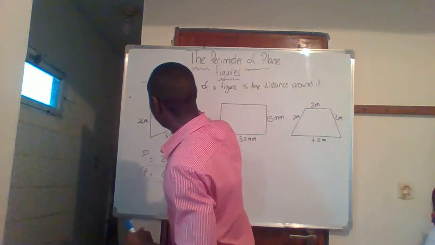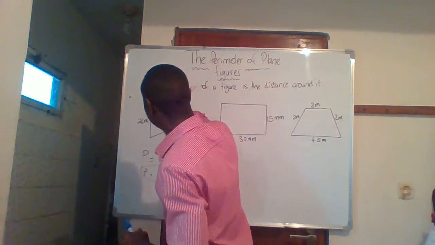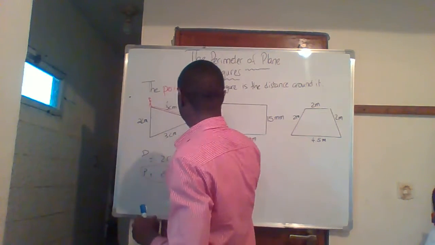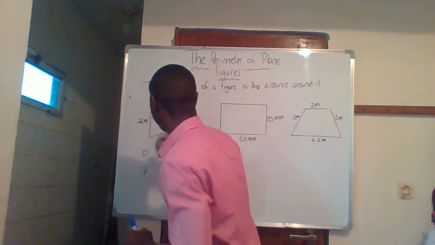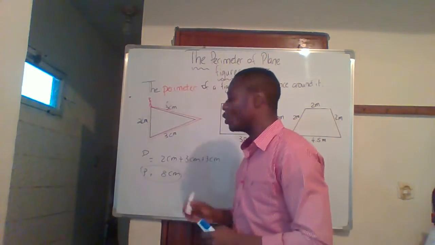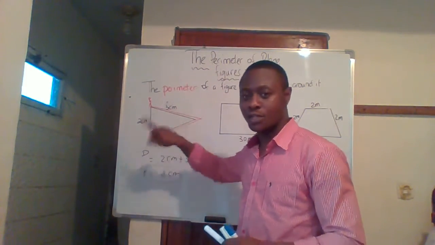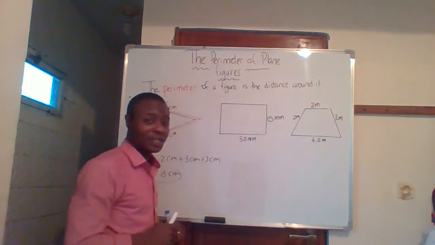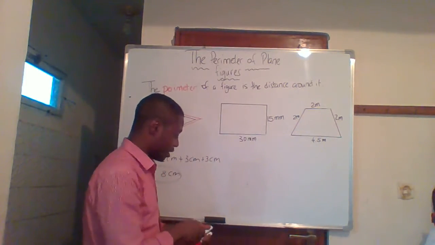Imagine a small guy walking, starting from this point, then it goes all the way, and then it goes like this and goes like this. The distance will be equal to 8 centimeters if the guy walks around the triangle. Let's try and figure out the perimeter of the rectangle.